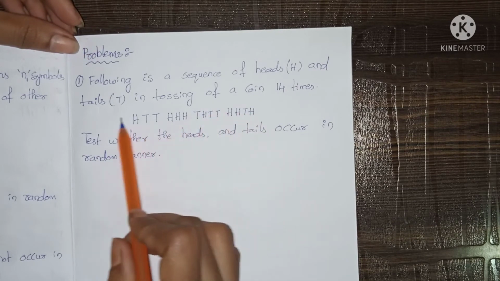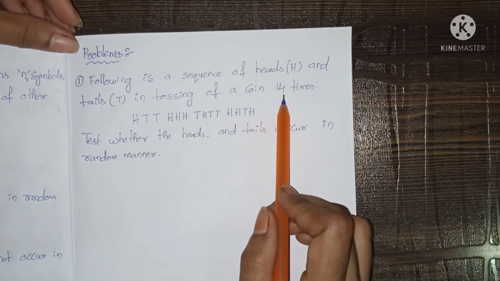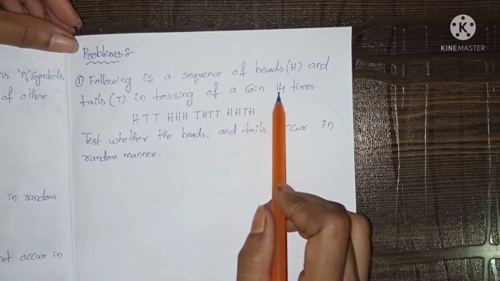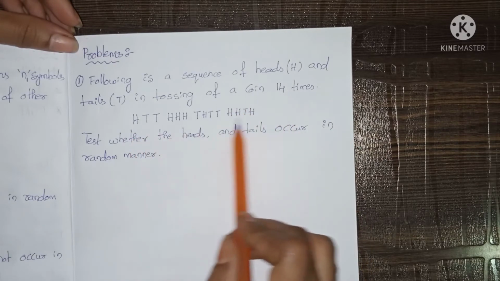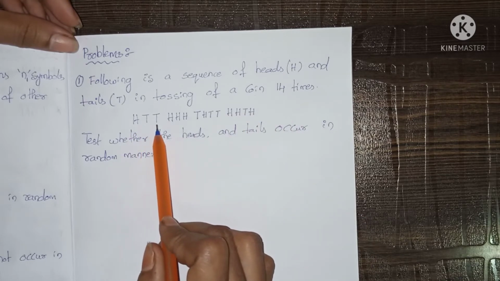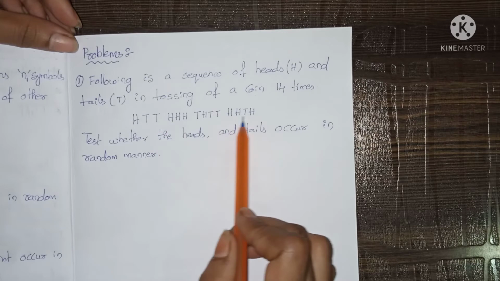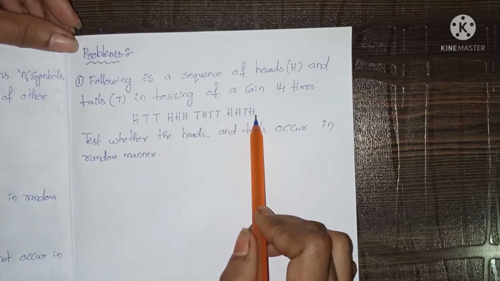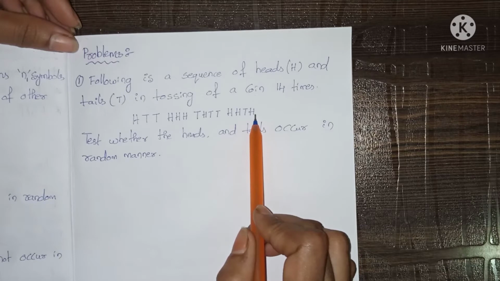Here is the sequence they have given. Okay, 14 times they have tossed a coin and the result is this one. When they tossed first time they got head, second time tail and tail. Like that they have written 14 times the result when a coin is tossed.